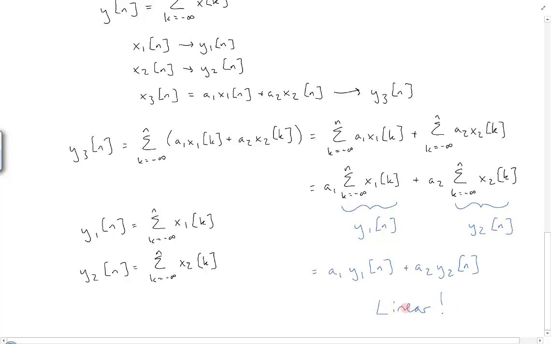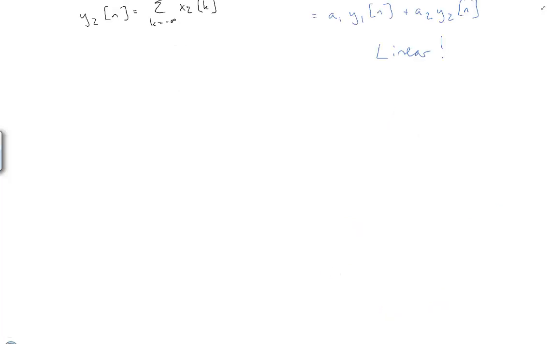We just proved it by showing that for any arbitrary inputs x1 and x2 and any arbitrary scalings a1 and a2, this property holds. Therefore, the system is linear. If this did not hold, then the system would be nonlinear. The next concept that we want to explore is that of time invariance.